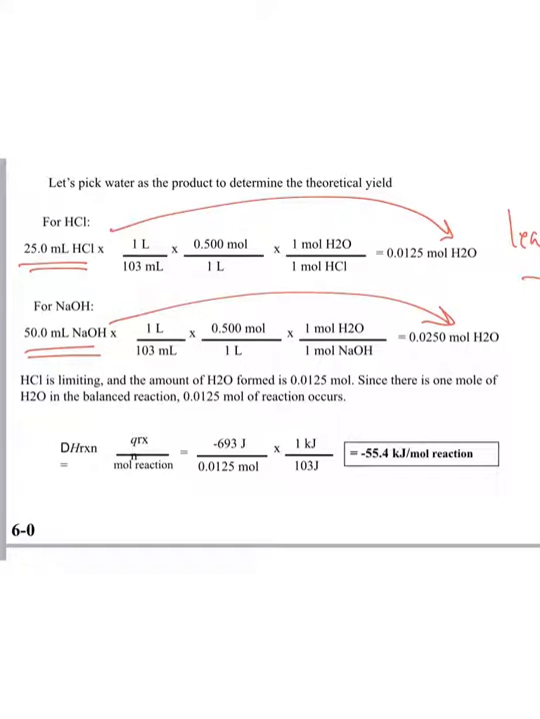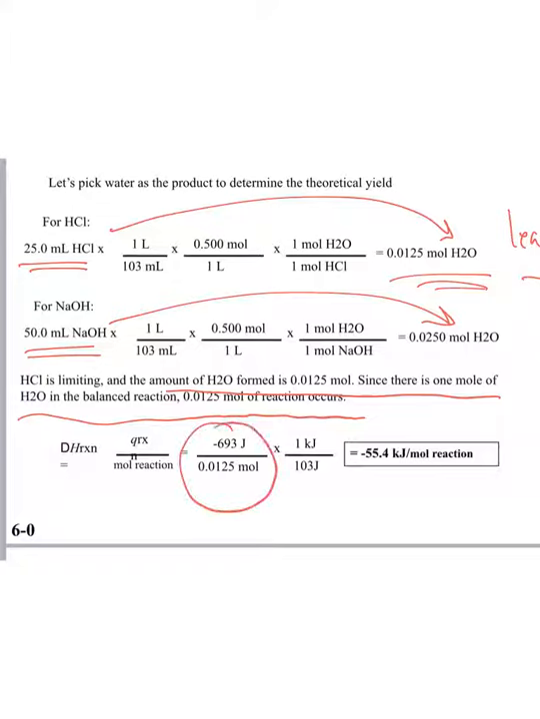Okay? And so since that's the case, and this reaction is a very, very straightforward 1-to-1-to-1 reaction, because I created this many moles of water, that's exactly how many moles of reaction I get. So HCl is limiting. The amount of water formed is 0.0125 moles. Since there is 1 mole of water in the balanced reaction, 0.0125 moles of reaction occurs. And so look what I did.